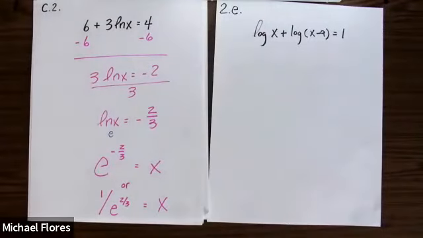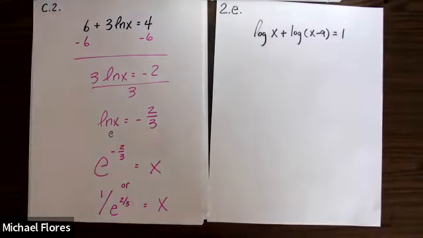Okay, what base are we dealing with here? Or 2E? Did I miss that? Oh, wait, no. That's for D. You're right. I'm skipping D. Okay. Don't worry about D. Let's look at E. Okay. 10. We have base 10 here.